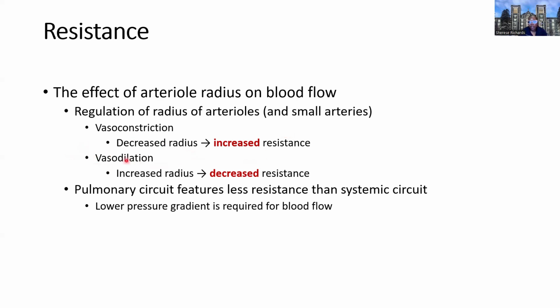Similarly, vasodilation is increasing the radius by way of the smooth muscle. This is relaxation of smooth muscle, and that is going to decrease the resistance. That's going to make it easier for blood to flow in one direction, whereas vasoconstriction decreases the flow in another direction. And if you think about the pulmonary circuit, there's less resistance here, so there's lower pressure required in order to drive blood flow for the pulmonary circulation. We don't need as much of a gradient. There are lower pressures overall, but there's also lower resistance, which is what equates the flow in the pulmonary circuit to that in the systemic circuit.